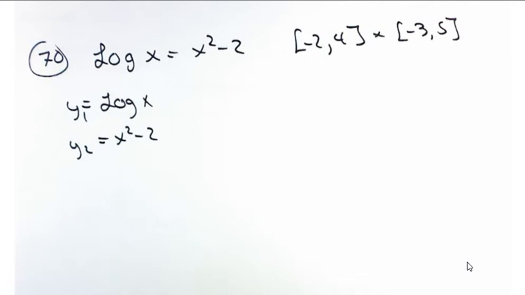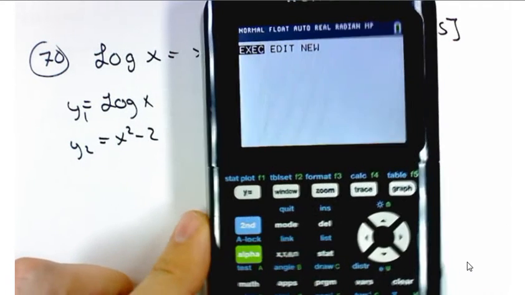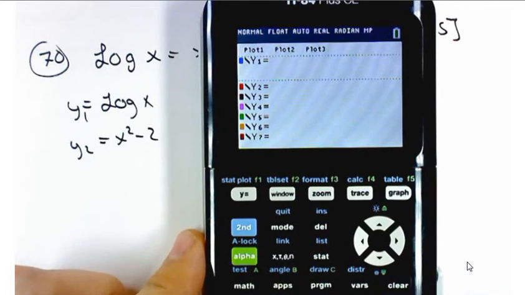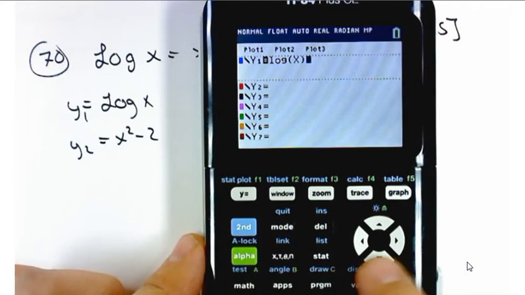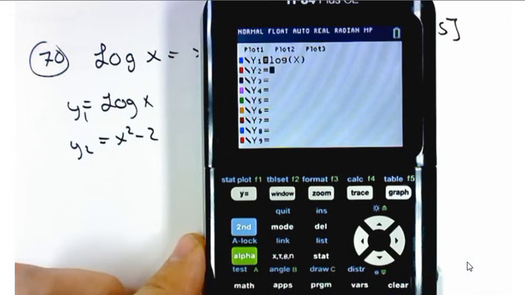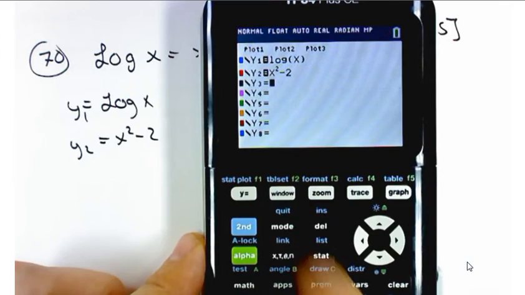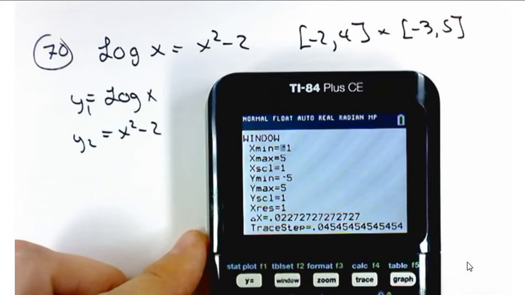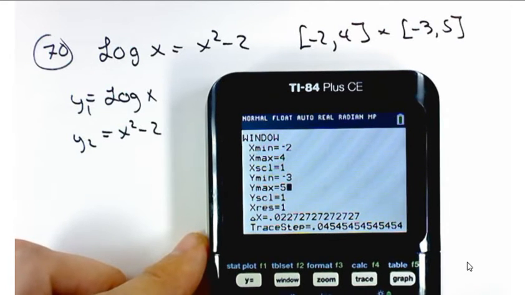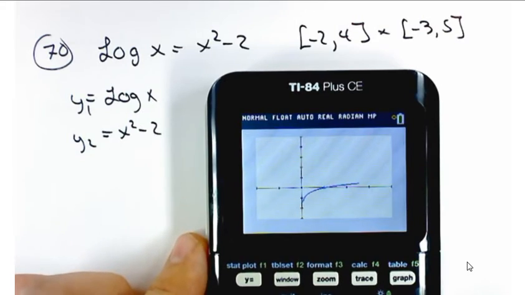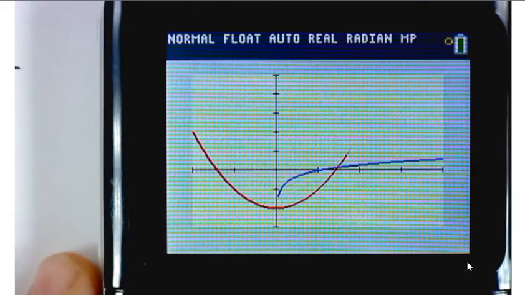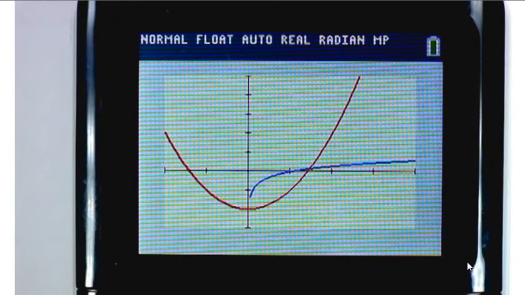Now, how do you think that's going to help us? What do you think we're going to do? Yeah, we're going to look to see where they intersect. So log of x for one equation, and then x squared minus 2 for the other equation. The window settings are from -2 to 4 on the x-axis, and from -3 to 5 on the y-axis. And you should get two curves that look like this.